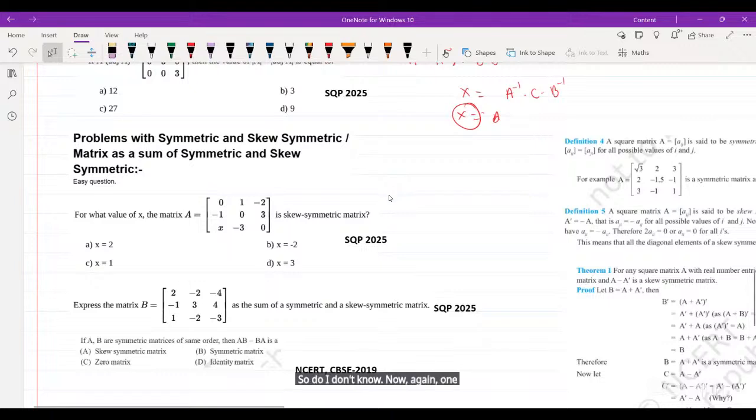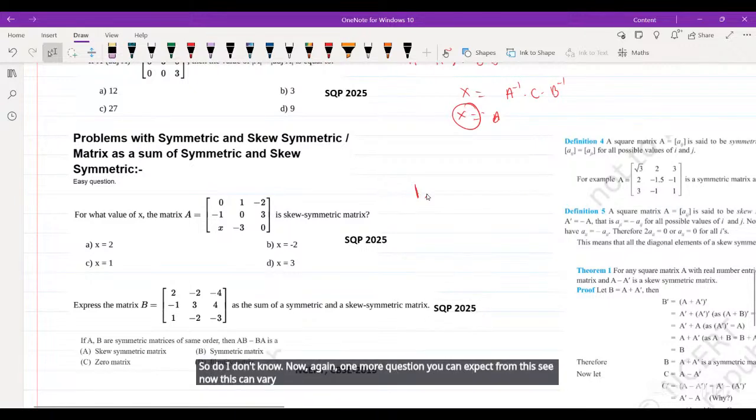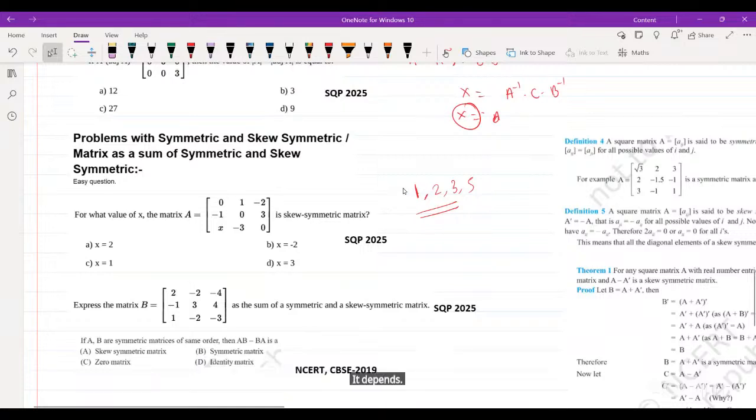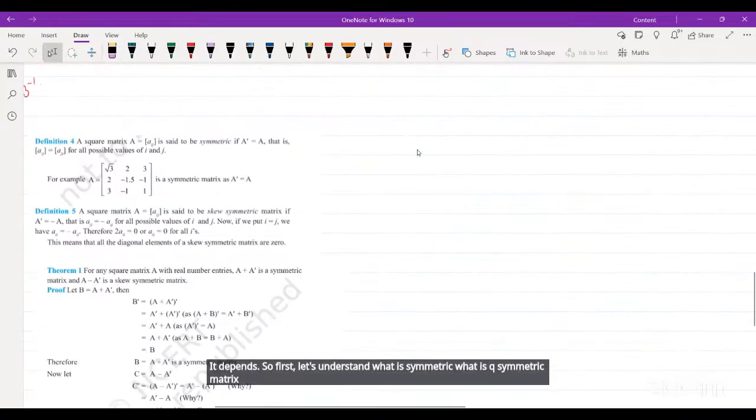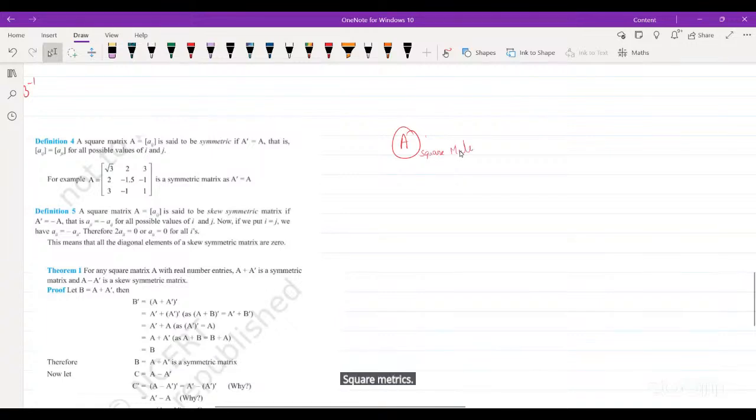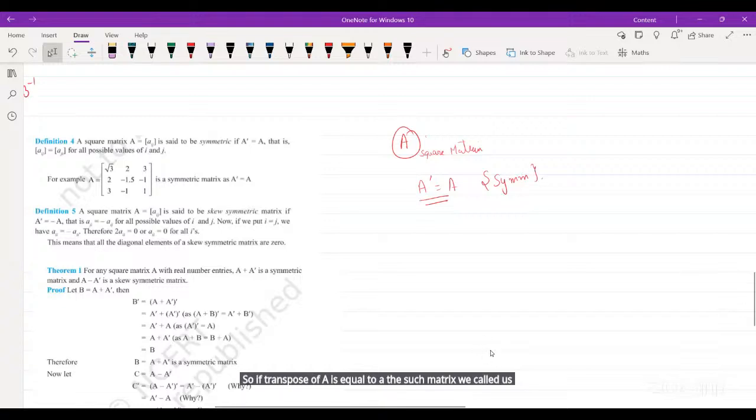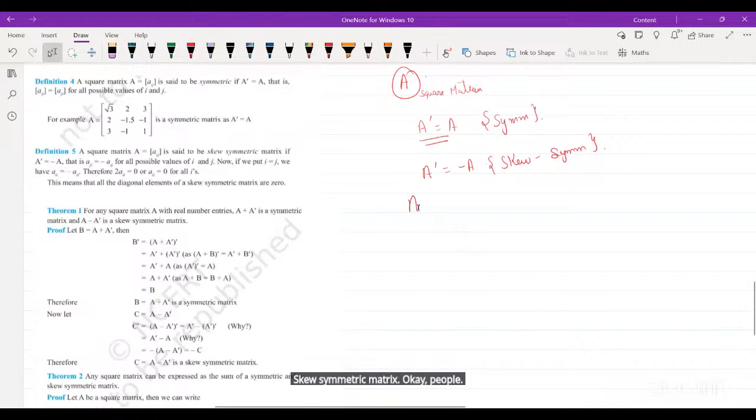Now, again, one more question you can expect from this. See, now this can vary. It can also be asked in a 1 mark question, or in a 2 marks question, or in 3, or in 5. It depends. So first, let's understand what is a symmetric and what is a skew-symmetric matrix. See, let's suppose A is any square matrix. So if transpose of A is equal to A, then such a matrix is called a symmetric matrix. And if transpose of A is equal to minus A, such a matrix we call a skew symmetric matrix. Okay, people? Now, A plus A transpose is a symmetric matrix, and A minus A transpose is a skew symmetric matrix.